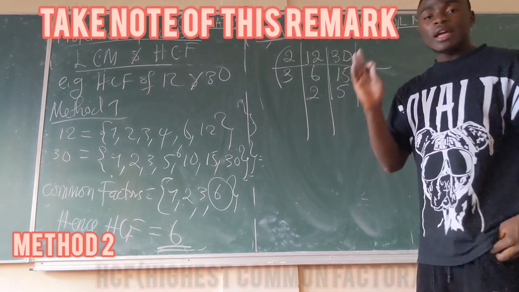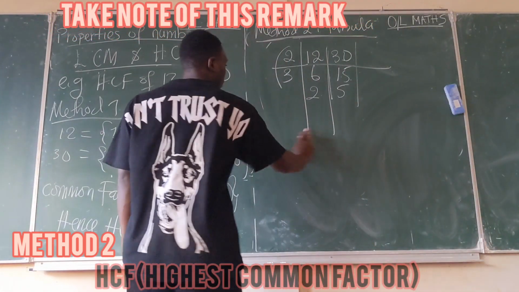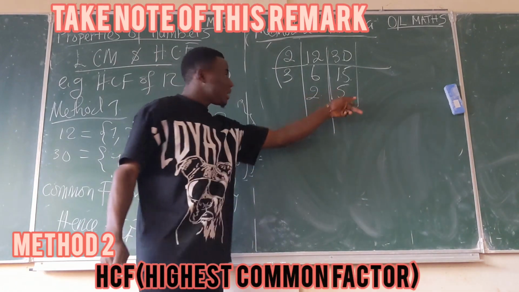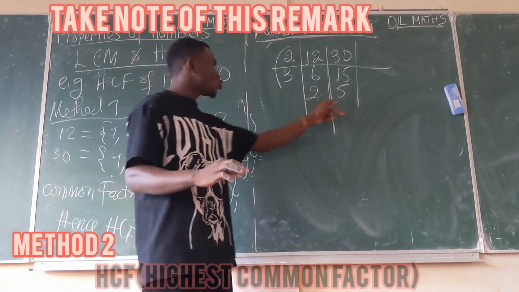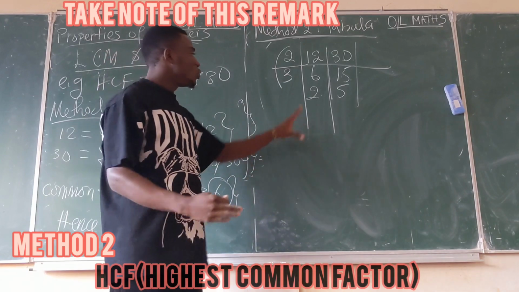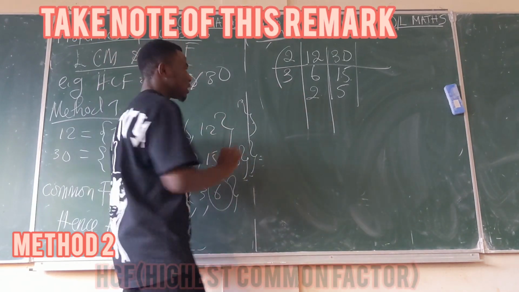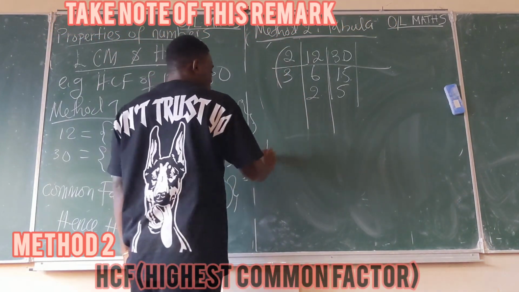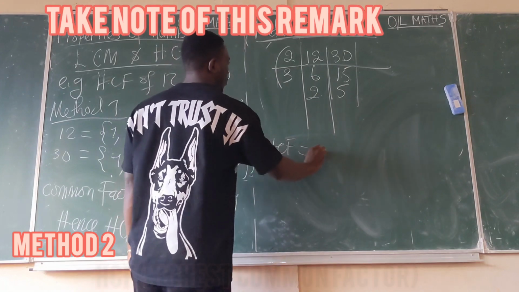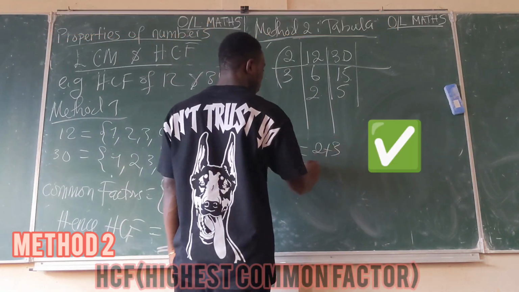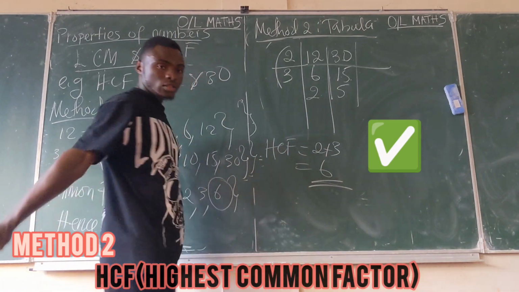So at this point, we just end and multiply the divisors, and that is the HCF. At the point where there is no number that these two numbers can divide with no remainder, you just end the process and multiply. So hence the HCF becomes 2 times 3, which is equal to 6. And that is our answer.